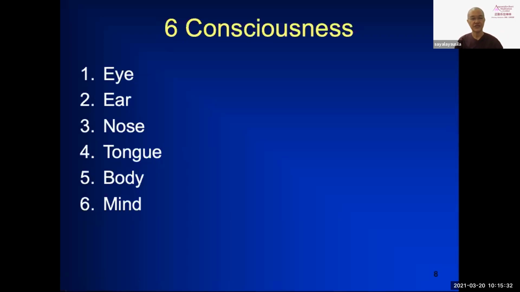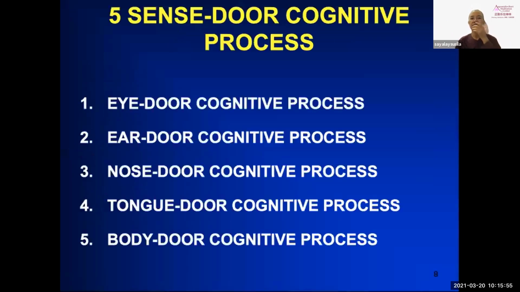So now you see the relation among the object and the basis: the object impinges the 6 bases, then triggers 6 types of consciousness. And only then will cognitive process arise in order to see clearly, in order to hear clearly, in order to know clearly, and so on. Okay, so we now come to the 5 sense door cognitive process. If you have the book, I want you to turn to page 25.